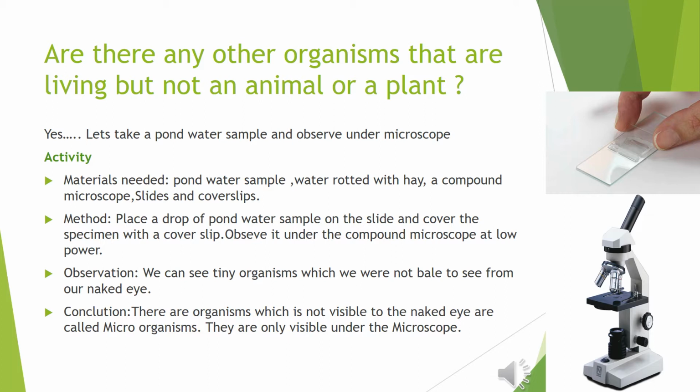Then you will be able to observe that there are very tiny organisms moving here and there, making some sort of small movement. But when you looked at the pond water, you were not able to see this, right? The conclusion you can come to is that there are some organisms called microorganisms which are not visible to our naked eye but are visible under the microscope.